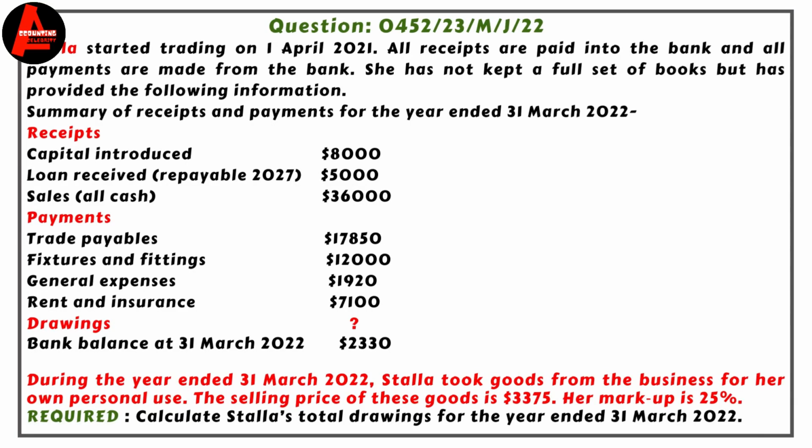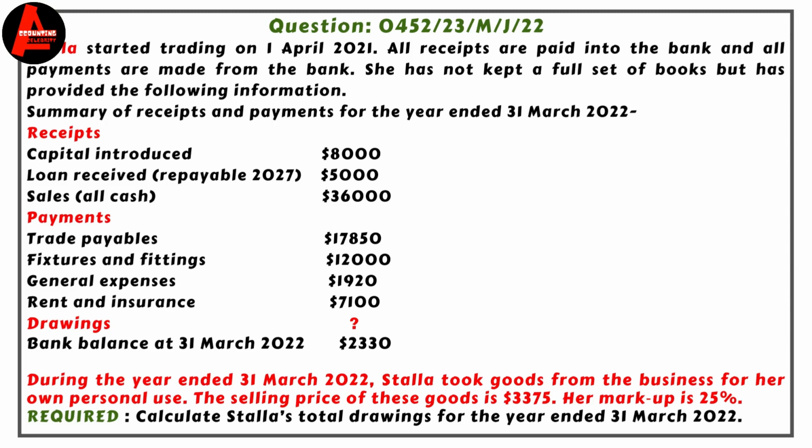Before we dive in, let us have a look at the question. Here you see Stella started trading on 1st April 2021. All receipts are paid into the bank and all payments are made from the bank. Under the payment drawings, it is a question mark. We did not have drawings, so we calculated.